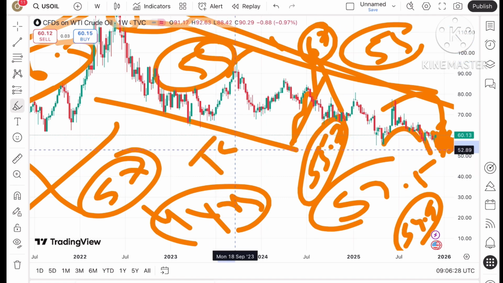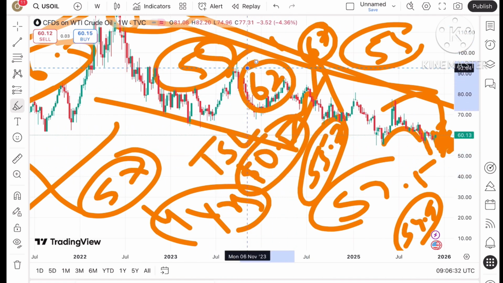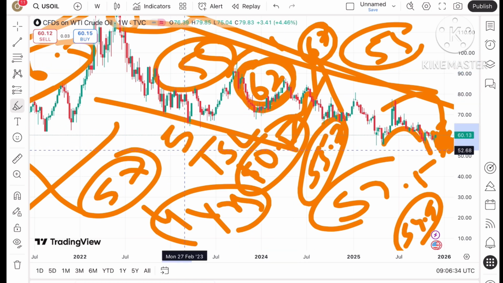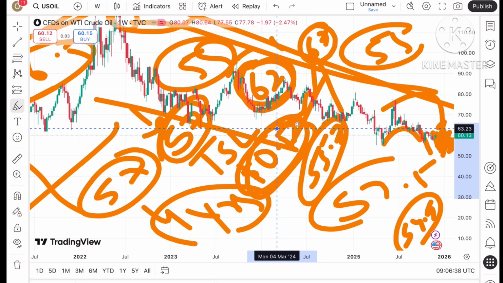Best you can do, you can trail your SL by $0.5 if the price starts going above a level of 62, or best you can do is trail your SL if the price starts falling below 57. Okay, trailing on both sides is important to save the profit.